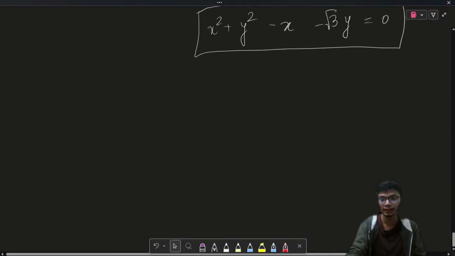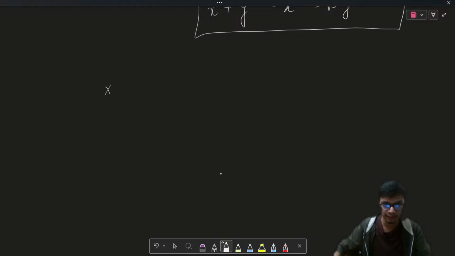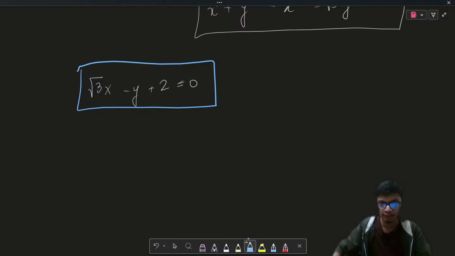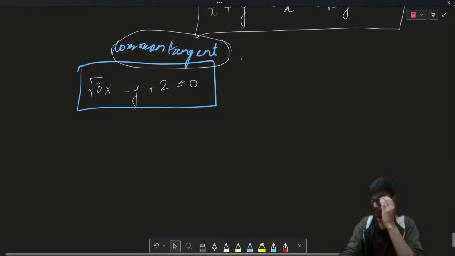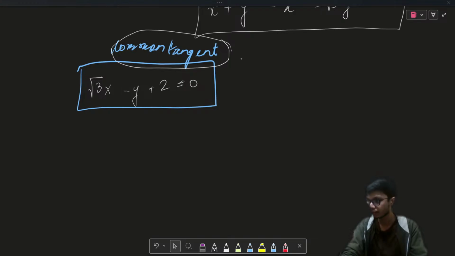So therefore from here we'll get the equation of the common tangent as root 3 x minus y plus 2 equals 0, right? So this is the equation of the common tangent. I hope this is clear to all of you. Is this part clear to all of you? Alright, so with this we have wrapped up our entire idea.